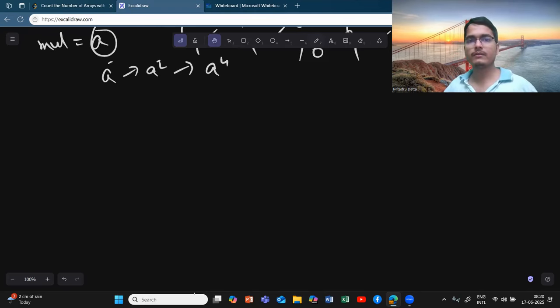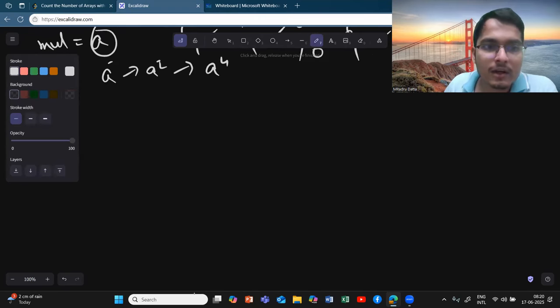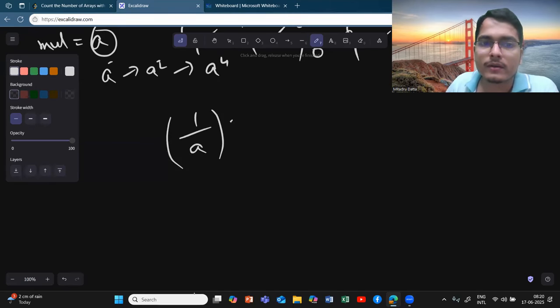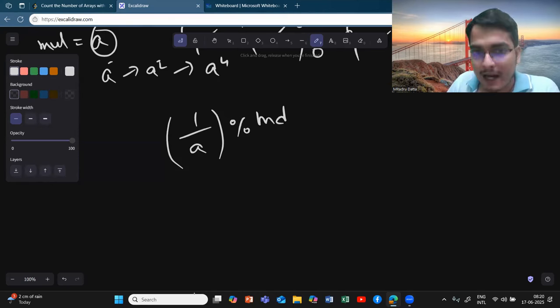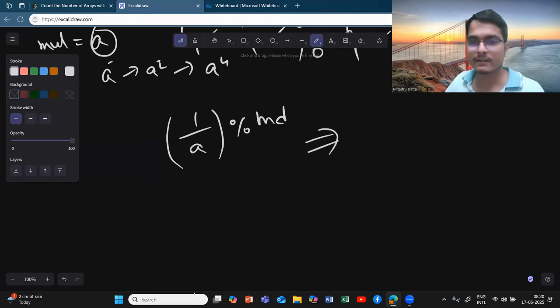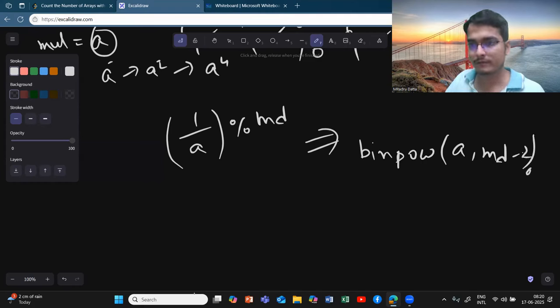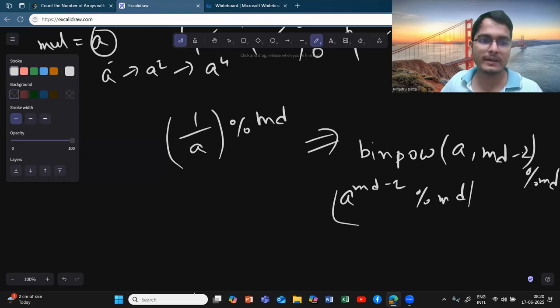Now, the Fermat little theorem. First of all, if you want to calculate 1 by A mod, where mod is prime, then Fermat little theorem says that you need to calculate binary exponentiation of A to the power mod minus 2, whole mod. So this is nothing but A power mod minus 2 whole mod.